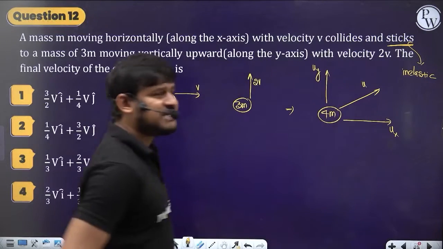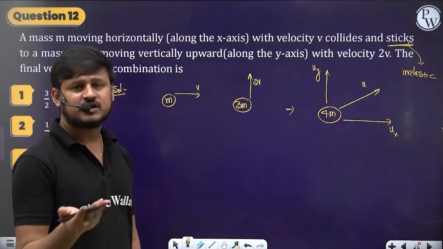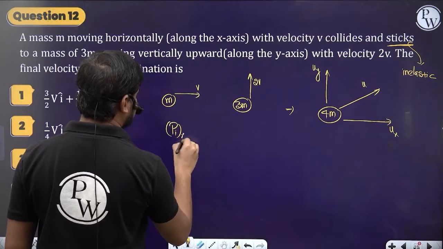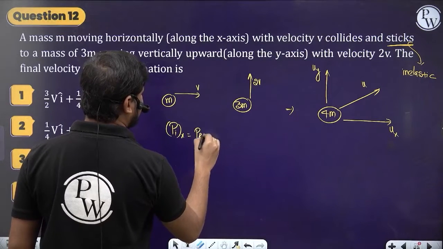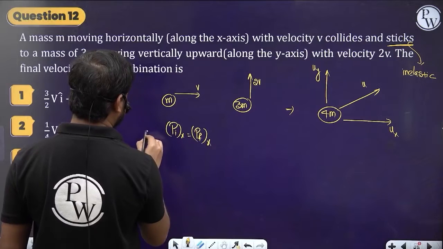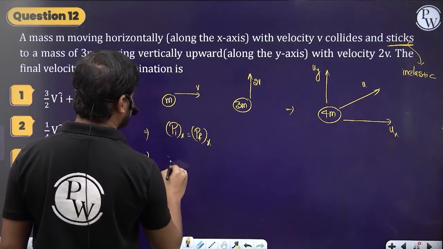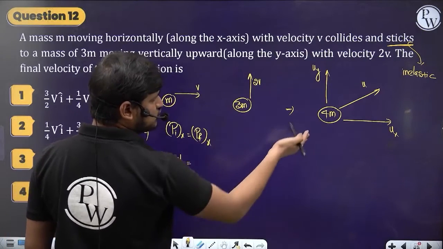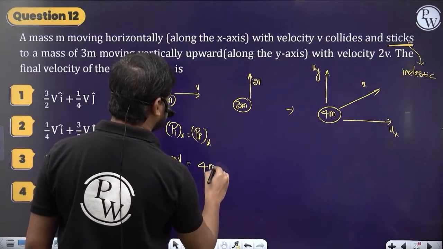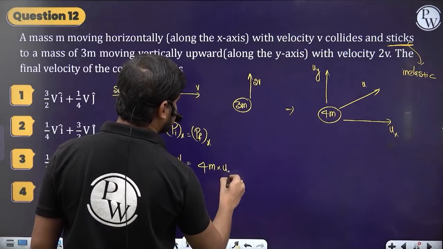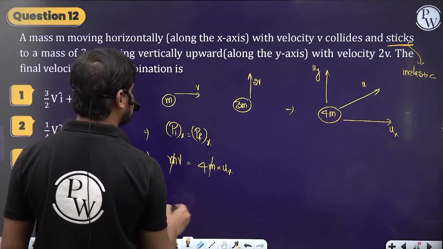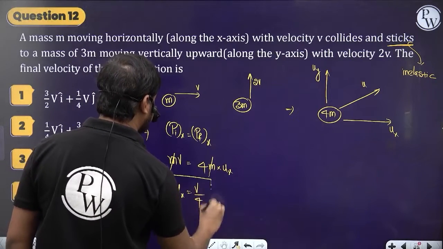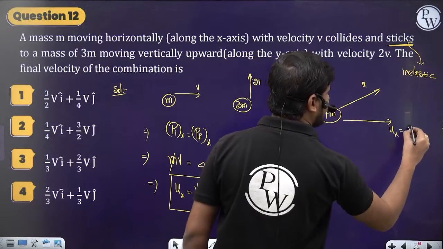Whether the collision is elastic or inelastic, you can apply the conservation of linear momentum, right? So the conservation of momentum in the x direction: p initial equals p final in the x direction. The first one, m into v, is equal to, since the second mass's momentum in the x direction is 0, finally the 4m mass with velocity in the x direction ux. Here mass cancels, so we get ux is equal to v by 4.